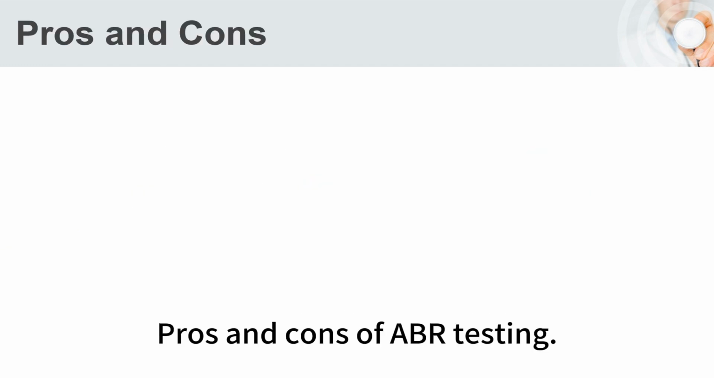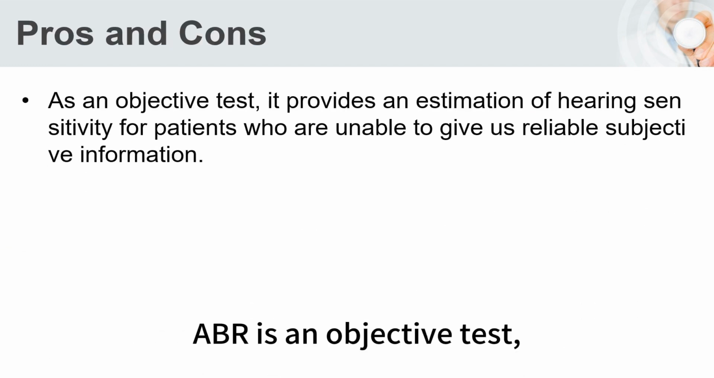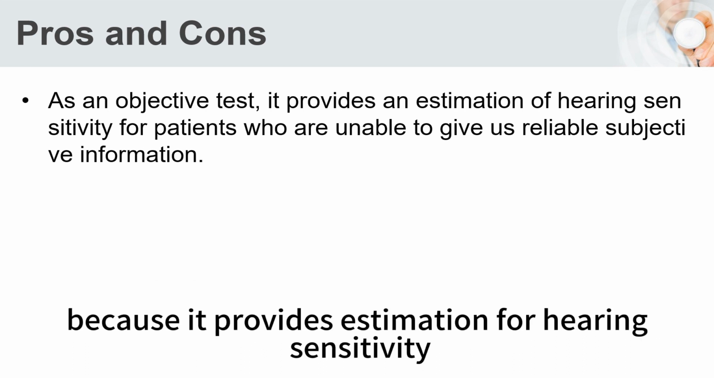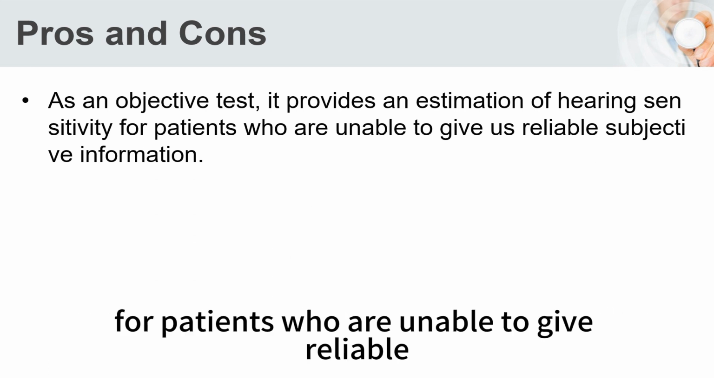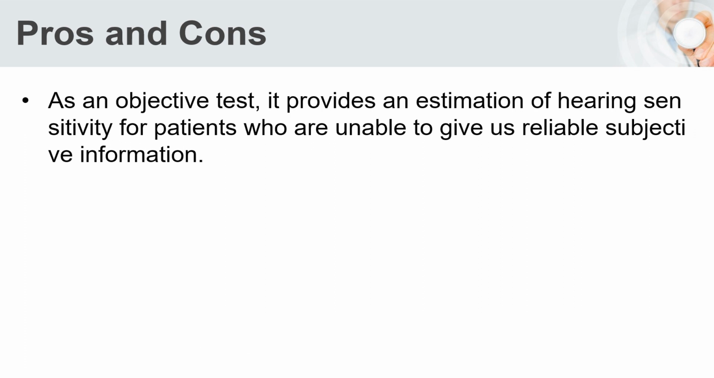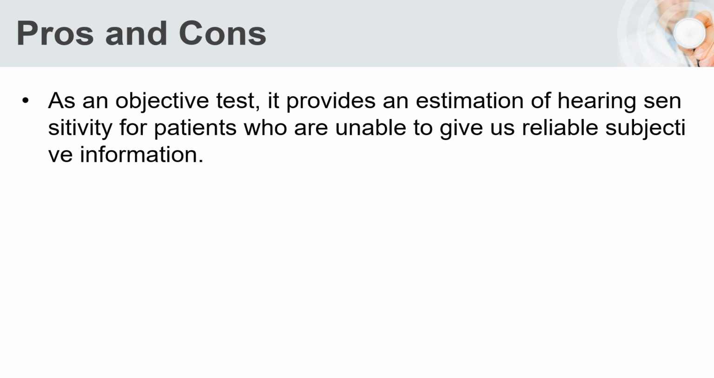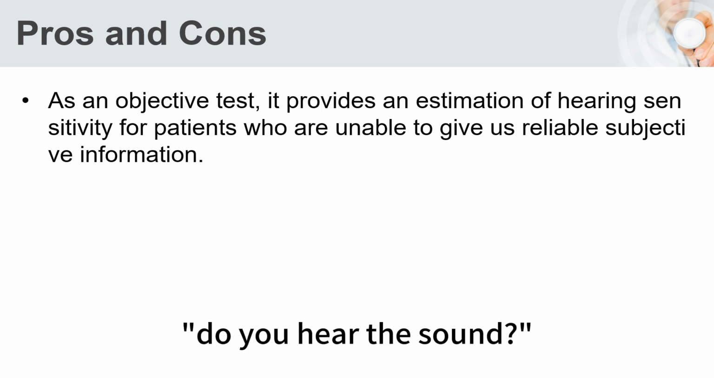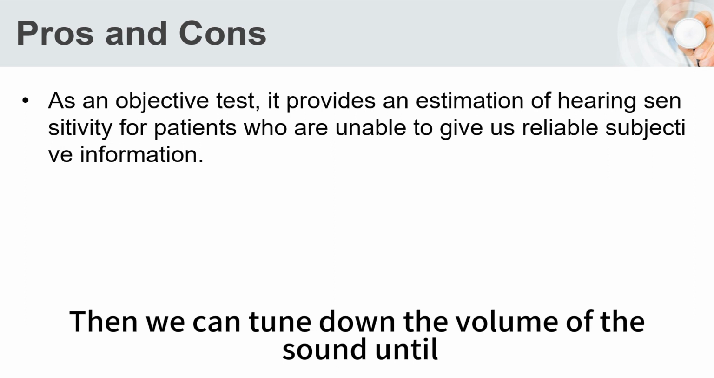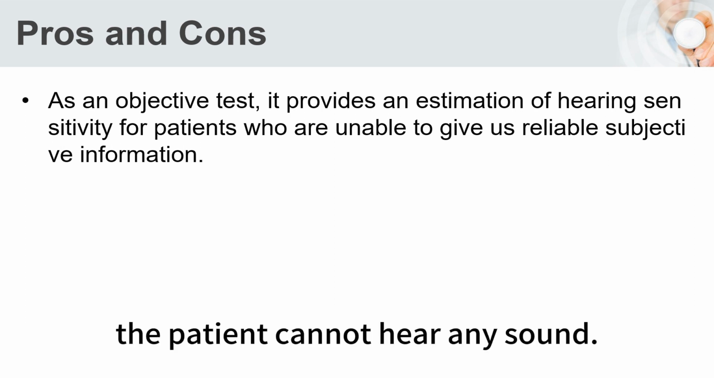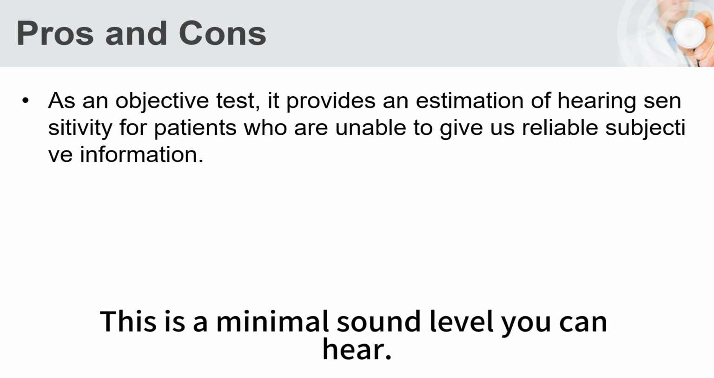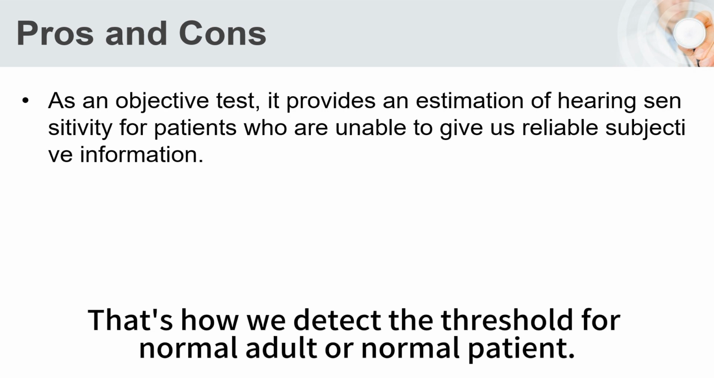So, pros and cons of ABR testing. ABR is an objective test because it provides an estimation of hearing sensitivity for patients who are unable to give reliable subjective information. Ideally for an adult, we can ask after we play a sound, do you hear a sound? Then we can turn down the volume of the sound until the patient cannot hear any sound, so this is the minimal sound level you can hear. That's how we detect the threshold for a normal adult or normal patient.